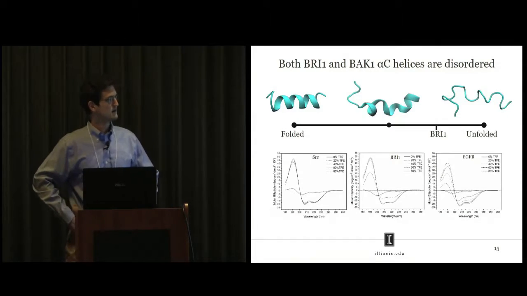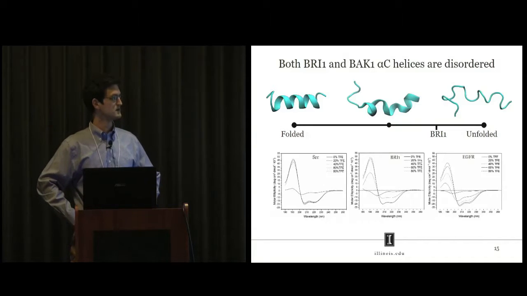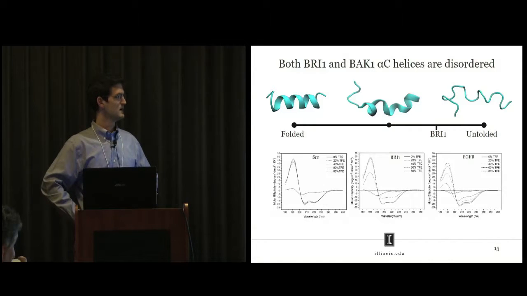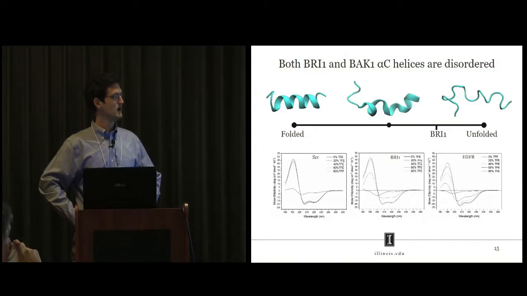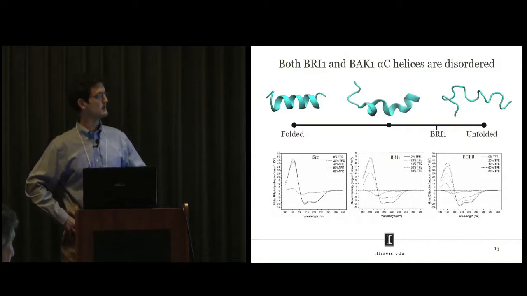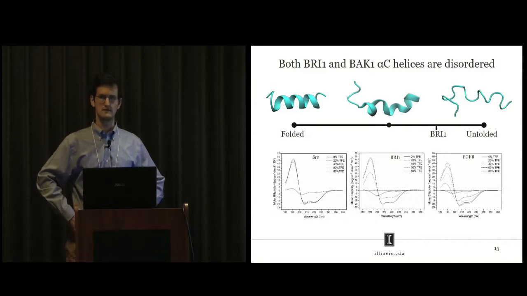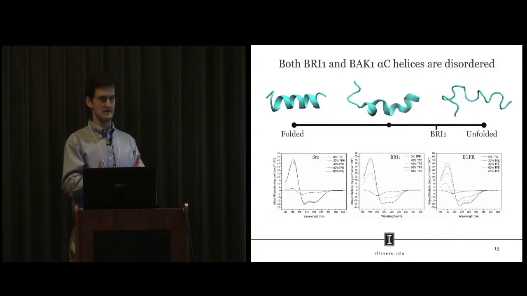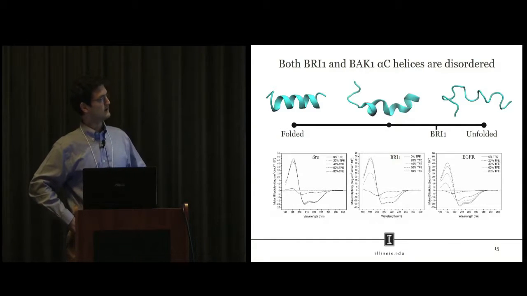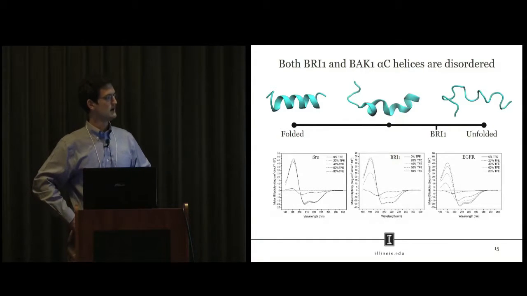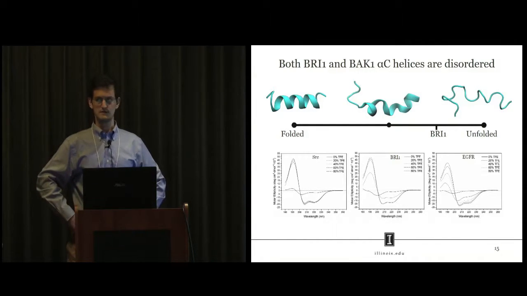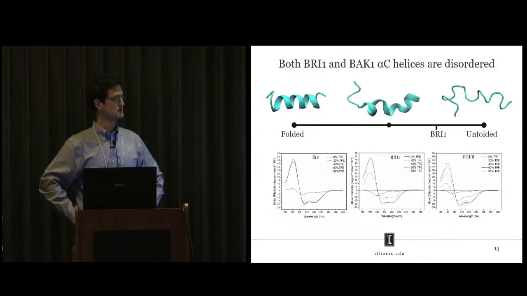So we have collaborators in plant biology at the University of Illinois, and they took the alpha C helix from BRI1 as a peptide and did circular dichroism experiments. And they found that it is in fact disordered, at least when you take it out of the protein as a peptide. Very similar to another kinase in humans, called the EGFR kinase, which also has a very disordered helix.